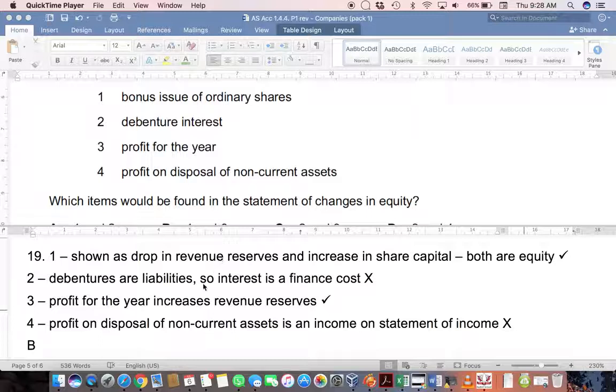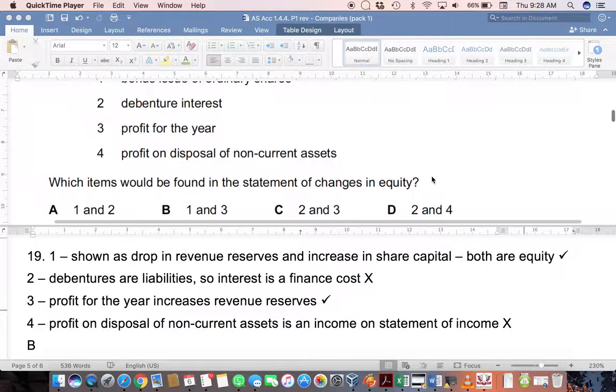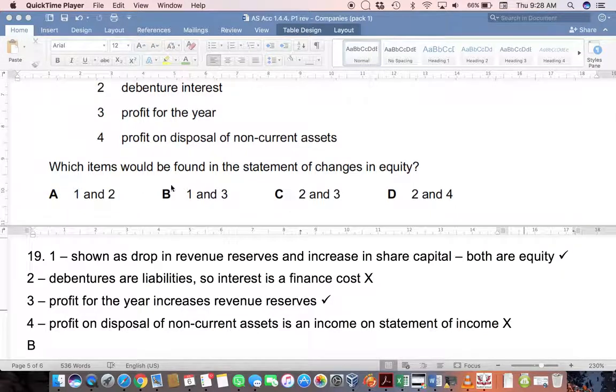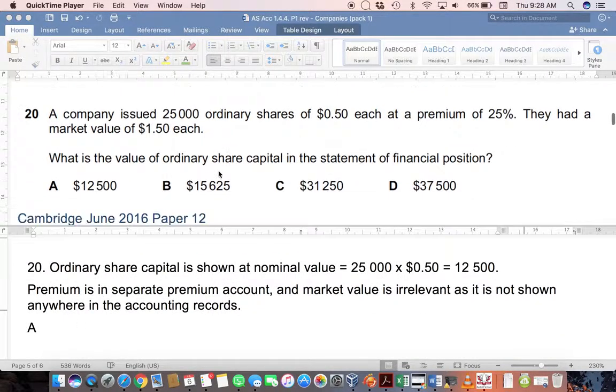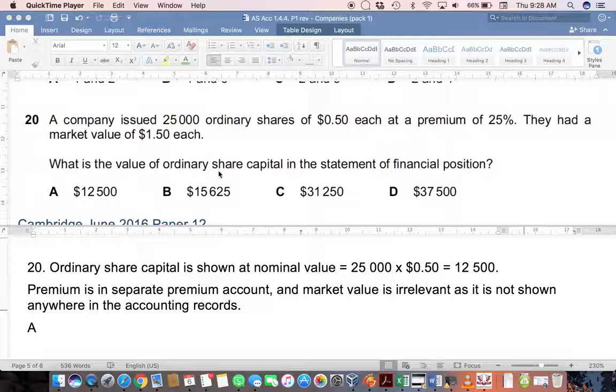So therefore we like answers 1 and 3. So let's have a look at the options that are available, and we can see fortunately there is one that we like, and we will choose B as our answer. Let's now have a look at number 20.